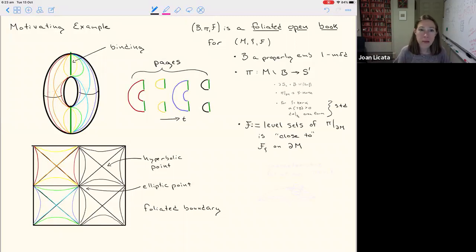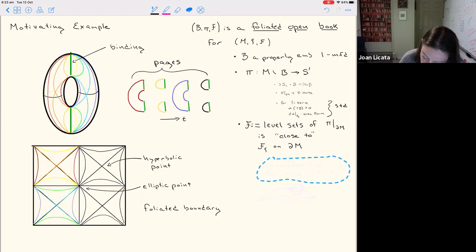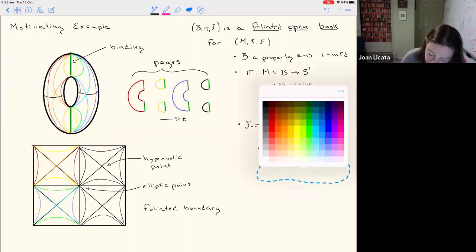Okay? But we have this new piece of structure. We don't just have the binding and the function, but we also have the foliation. And so now we want to also impose a condition on the foliation. By definition, it's the level sets of the restriction of the function to the boundary. Okay, and we want to say that it has to be close to the characteristic foliation. There's a precise way to do this, but let's say what this means first.